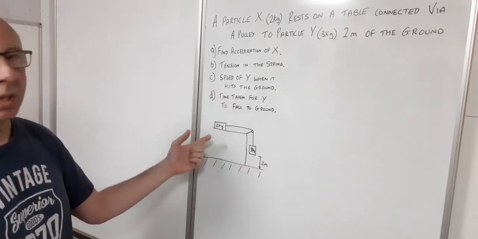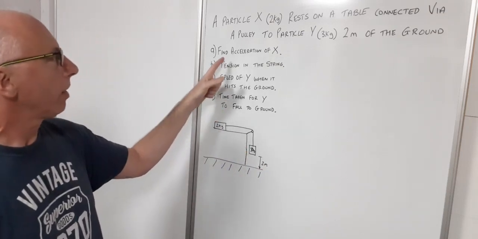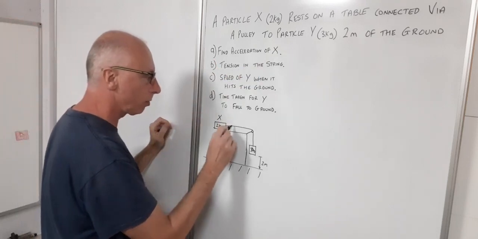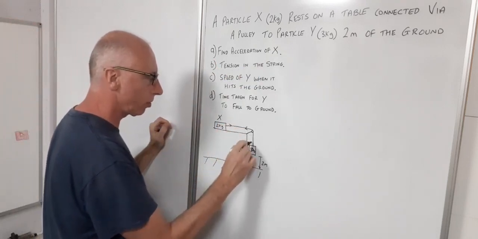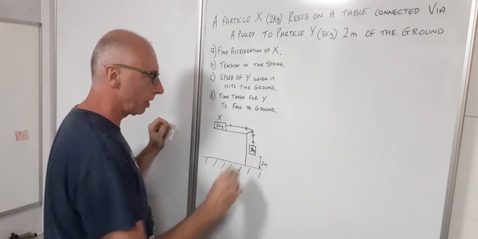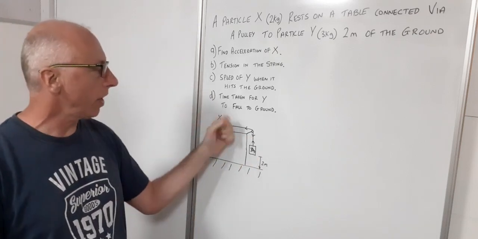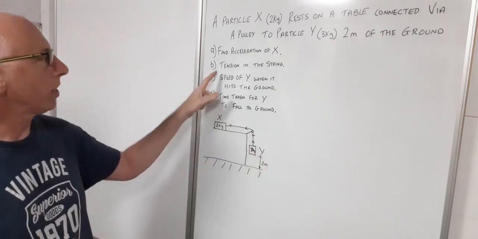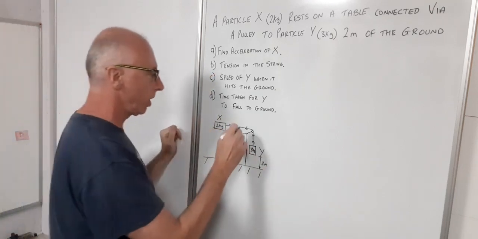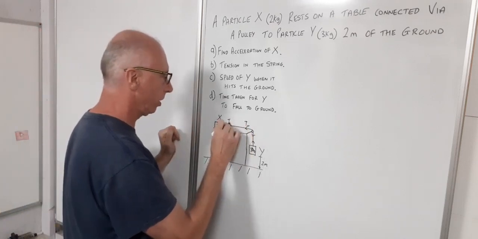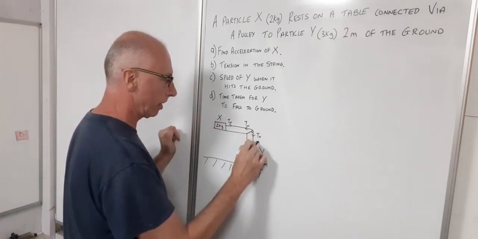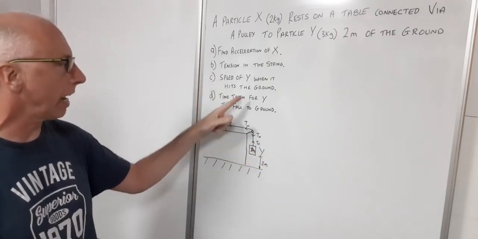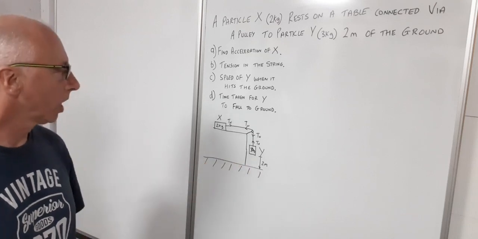Now what we want to do is to work out the acceleration of X. So this is X. So the acceleration of that will go in this direction. So that's the tension in the strings. Same here, we've got tension in these strings. So the acceleration of that as this particle Y begins to head for the ground. We want the tension in the strings. So that's our tension here. So our tension, tension, tension there and tension there. Speed of this particle Y when it hits the ground and how long it takes for that to happen.